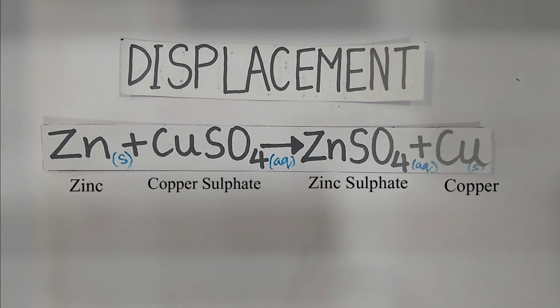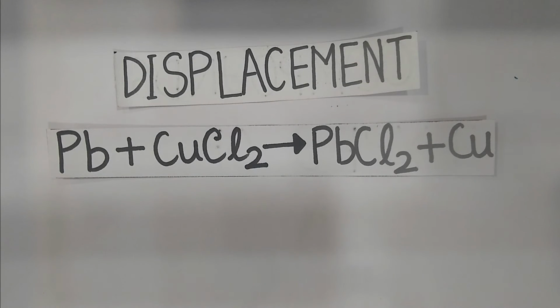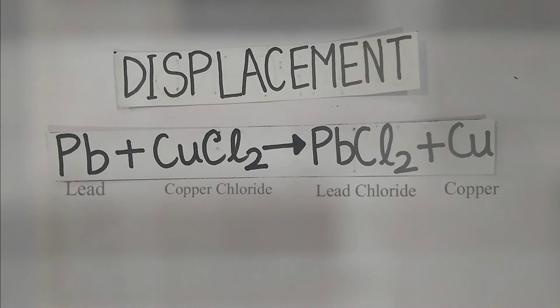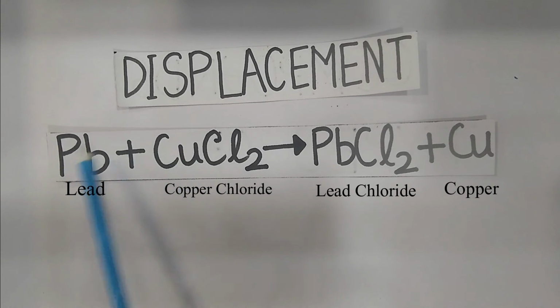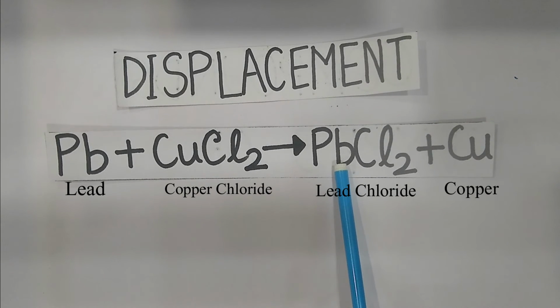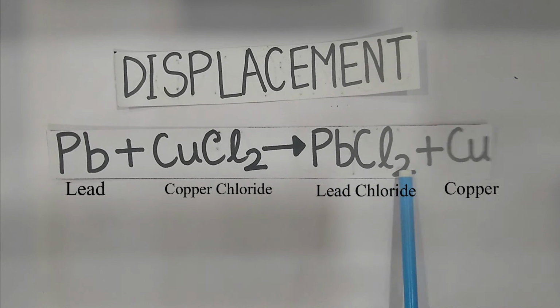Now let us take another example. So here what is happening? Lead. Lead is represented by Pb. If you observe in the periodic table, lead has a Latin name plumbum, which is why it is represented as Pb. So lead is reacting with CuCl2. Because Pb is more reactive than copper, it displaces it, because of which the products formed are PbCl2 plus Cu.